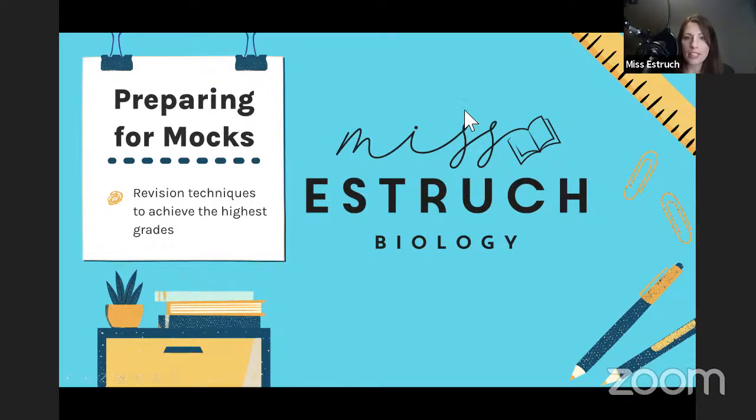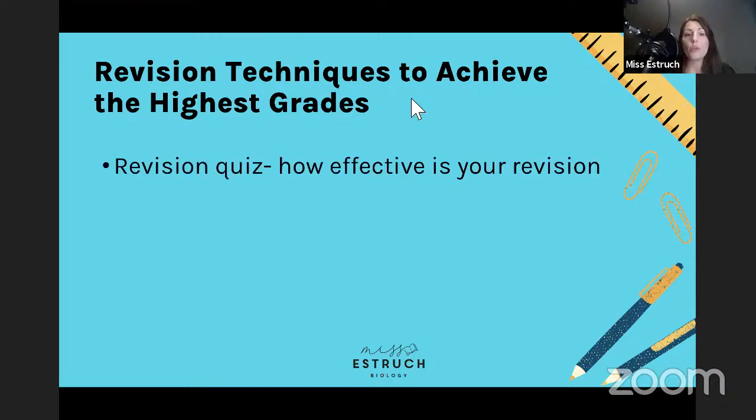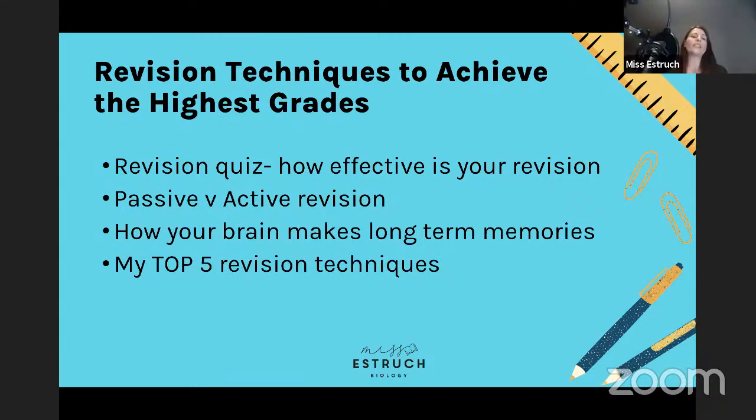Okay, so let's just have a look at an introduction as to what we're going to go through today. So we're going to start off with a revision quiz to see how effective your revision is at the moment. So that's what we're going to begin with. We're going to lead on from that to look at what's the difference between passive and active revision, how the brain makes long-term memories, and then the bit that everyone I'm sure is waiting for, the top 5 revision techniques that I recommend.